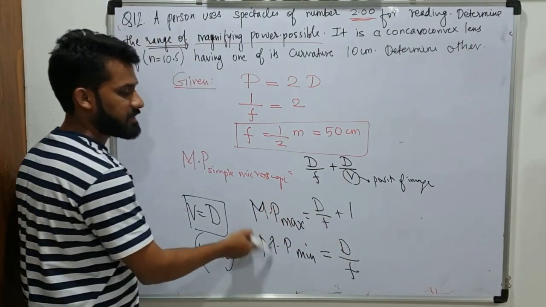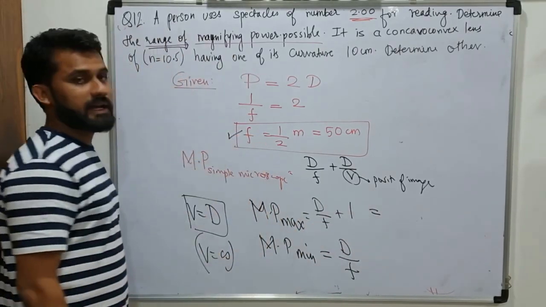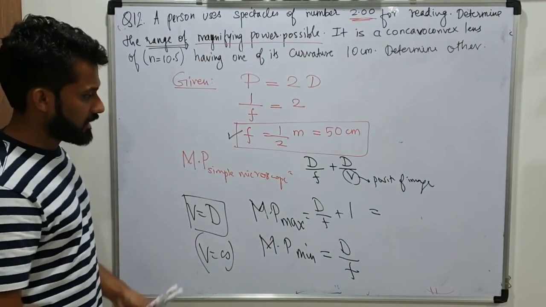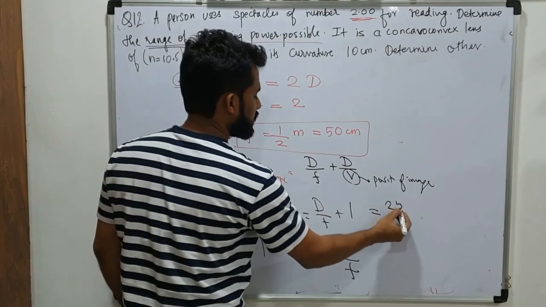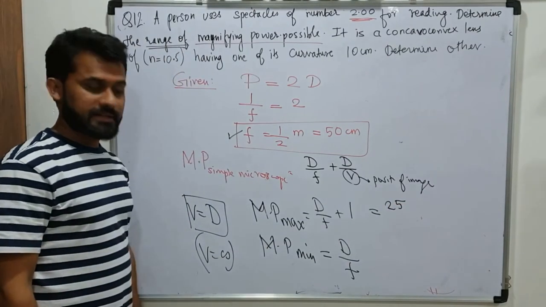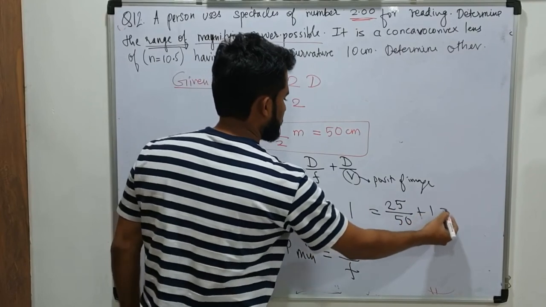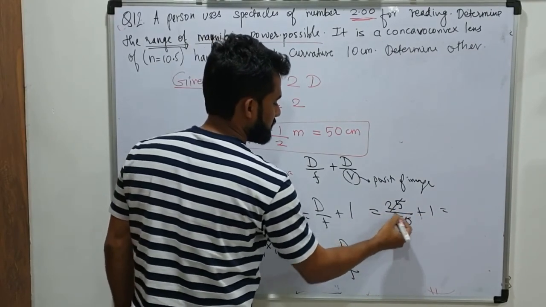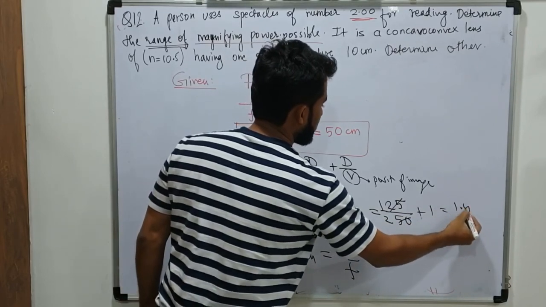This is the maximum and minimum. Since F was given indirectly in terms of the power of the lens, if I substitute the values, D is the distance of distinct vision for a normal eye, which is 25 centimeters. D by F is 25 by 50 plus 1. So 25 by 50 is 1 by 2. 1 by 2 plus 1 is 3 by 2, which is 1.5.